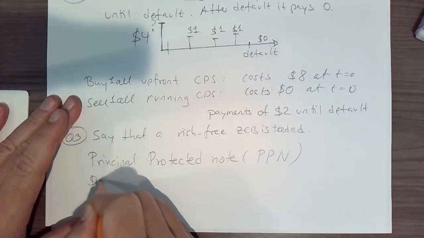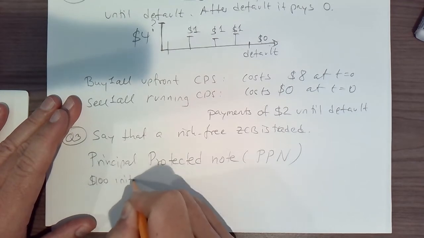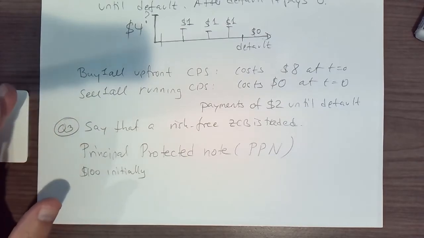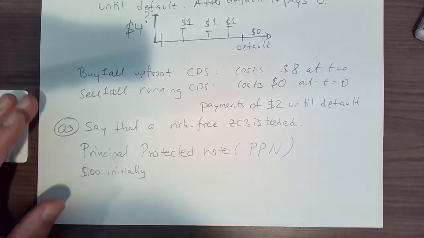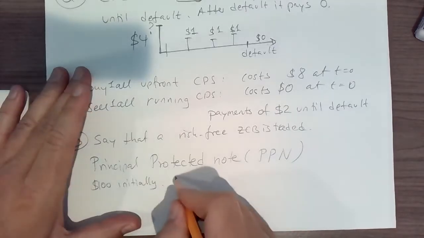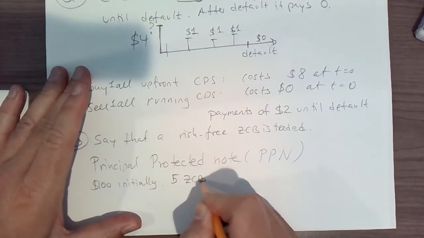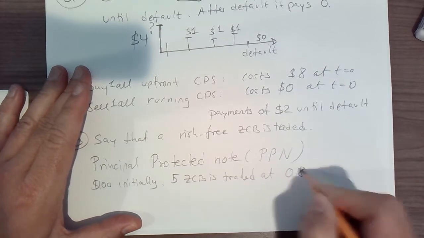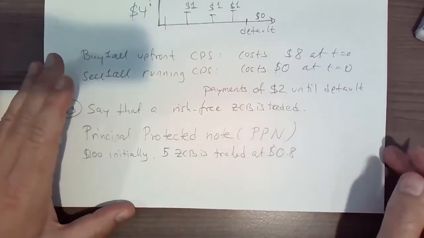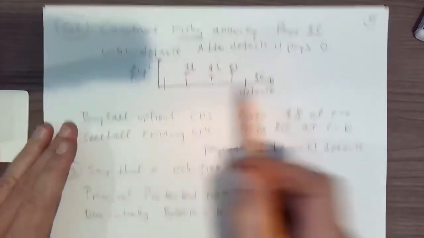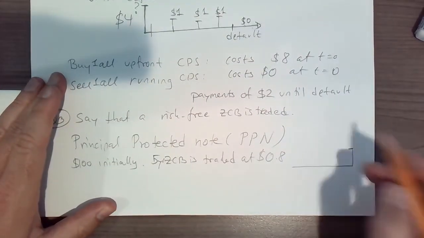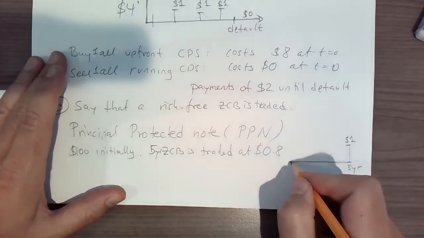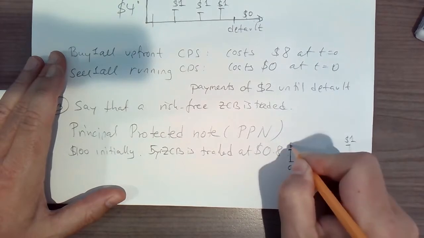Okay, so what happens here is, say you have $100 initial, and say that the 5-year zero coupon bond is traded at, say, 80 cents on a dollar. So out here at the end of the period, you're going to get your $1. This is the 5-year horizon, and here at time zero, this is worth 80 cents.